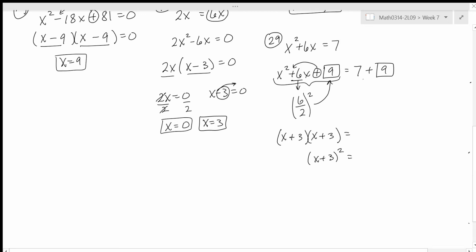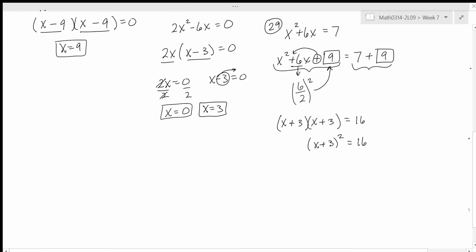And then we need to do the math on the other side. 7 plus 9? 16. And if you've been able to keep up to this point, from here on out, it's downhill. We're basically coasting from here, okay?